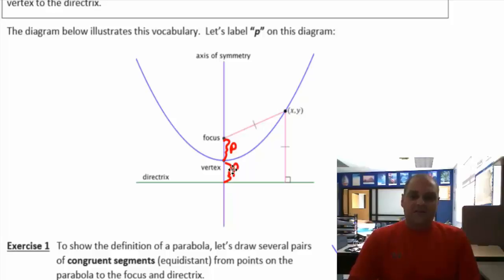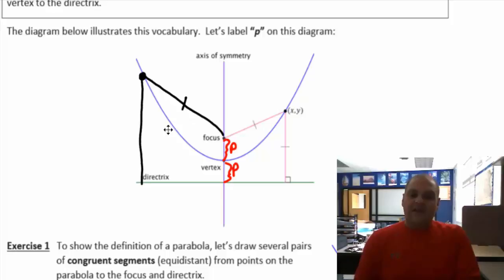All right, same distance. Again, you could pick any point on the parabola. This is the definition of a parabola. You can pick any point. So I'll pick this point right here. If you draw the distance from that point to the focus, it will be the same as from that point straight down to the directrix.